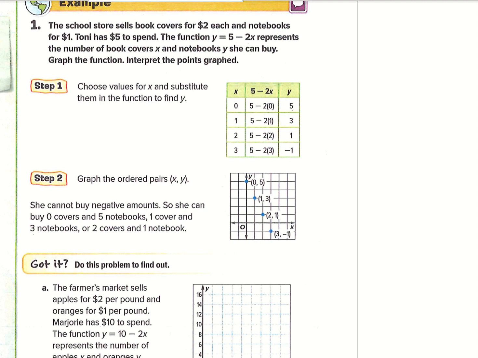But you can see they graphed all the points. So they got the (0, 5) right here. The (1, 3) is right here. (2, 1). And then (3, negative 1). And then they even mention here she cannot buy negative amounts. So she can buy 0 book covers and 5 notebooks, 1 cover and 3 notebooks, or 2 covers and 1 notebook. Those are her 3 options that she has.